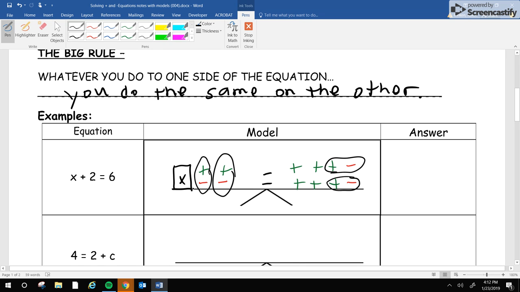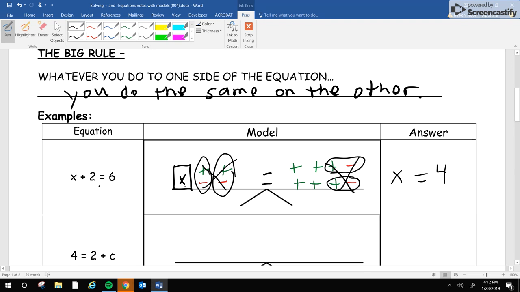Now, we know that this is 0, and x plus 0 is x. There's nothing else over here, so this is gone now. That's going to equal, once again, this is 0, so 1, 2, 3, 4. 4 plus 0 is 4. This is gone. So we have x equals 4.